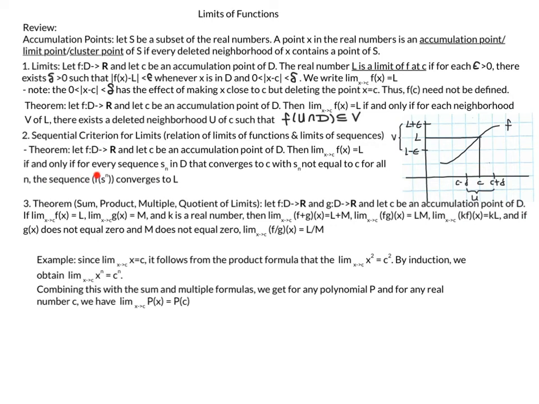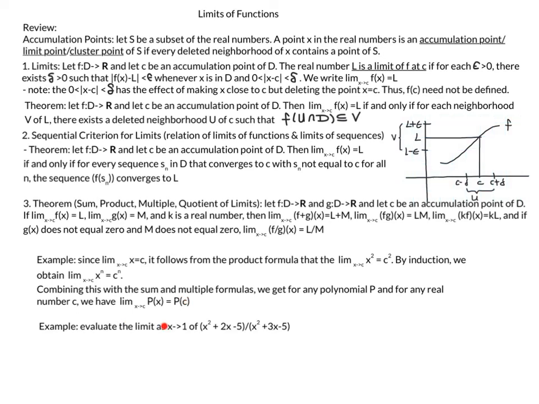An example of using this theorem: since the limit of x as x approaches c is equal to c, it follows from the product formula that the limit of x squared as x approaches c is equal to c squared, and by induction we can obtain the limit of x to the n as x approaches c as c to the n. So combining this with the sum and multiple formulas, we get formulas for polynomials and for any real number c. So the limit of p of x, a polynomial in terms of x, as x approaches c, is the polynomial with c plugged in for x.